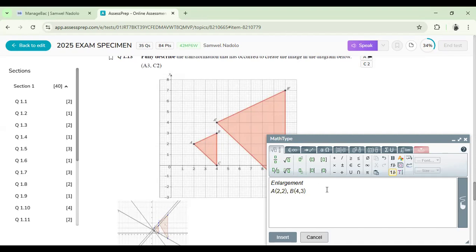So let's look at how that is for A prime and B prime. Let me look at what to put for A prime. A prime is (4, 4). And B prime, let me check, that should be (10, 7). B prime is (10, 7).